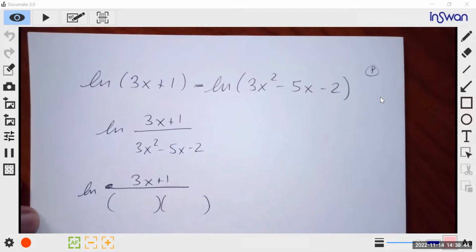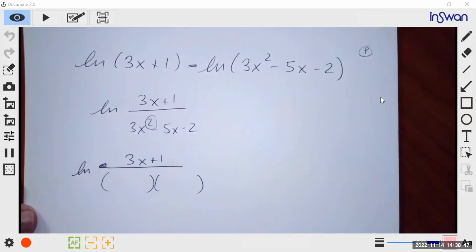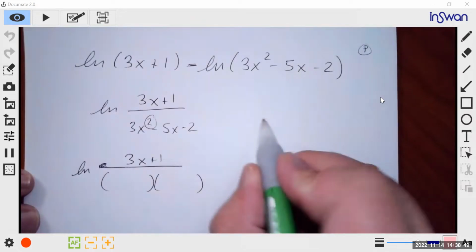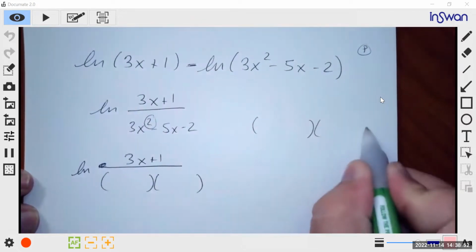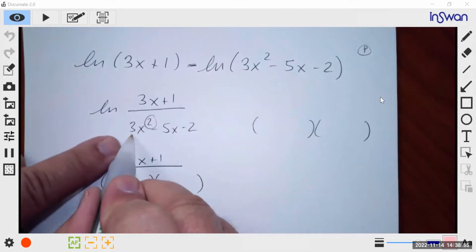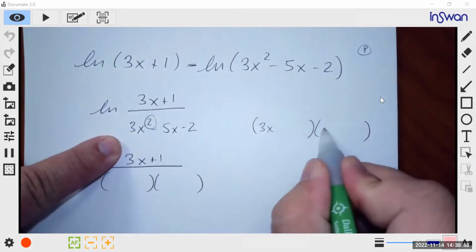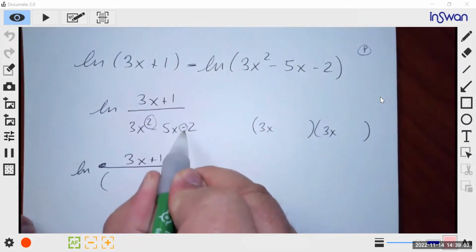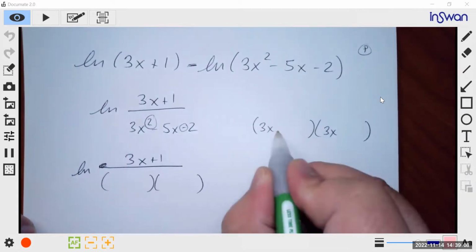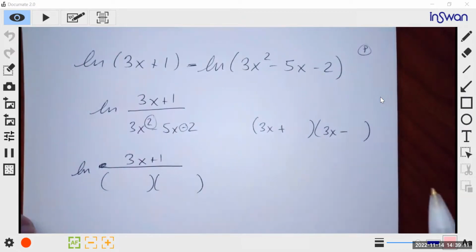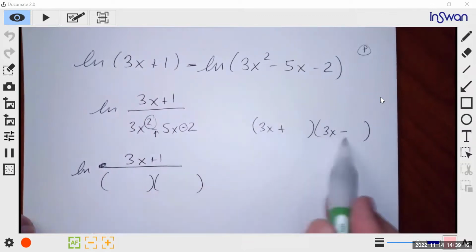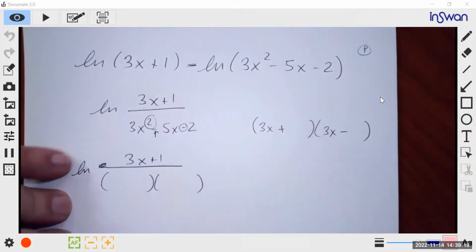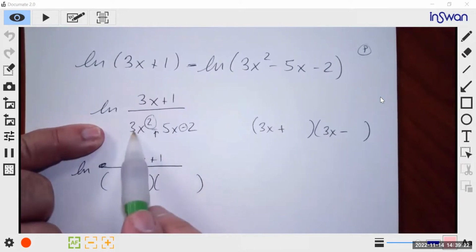Factor the bottom, because it's a quadratic. Remember how we do this? If the leading term is not 1, we put 3x here, 3x here. The second sign is a minus, what does that tell me? The signs are different. If the second sign's a minus, signs are opposite, and the bigger number gets the first sign. So first we put 3x, then the signs.